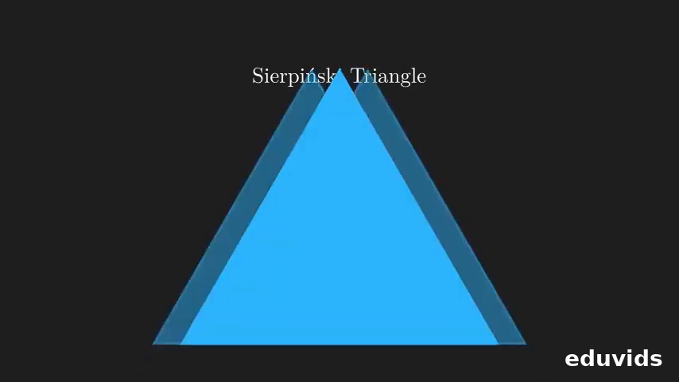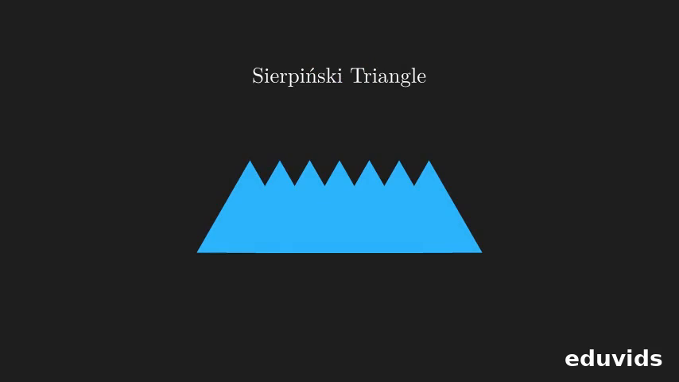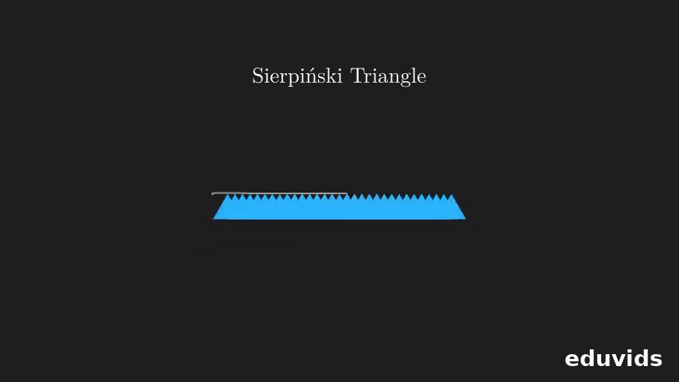Let's look at the Sierpinski Triangle, a classic fractal shape. You start with one large triangle, remove the middle section, and repeat this rule for all new smaller triangles. Even the smallest remaining parts clearly resemble the original large triangle.